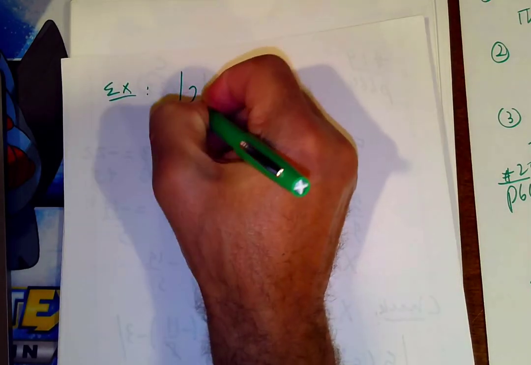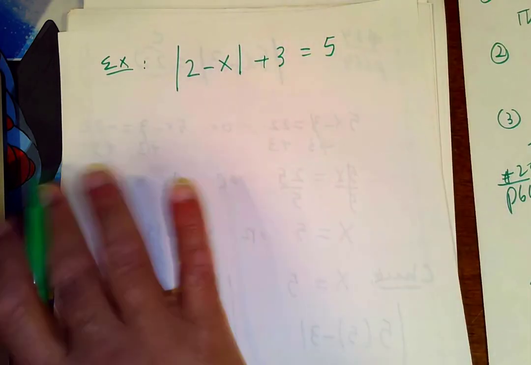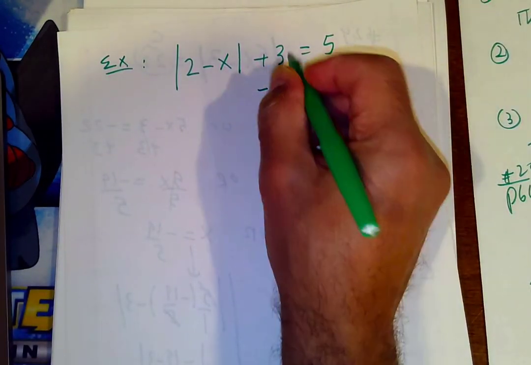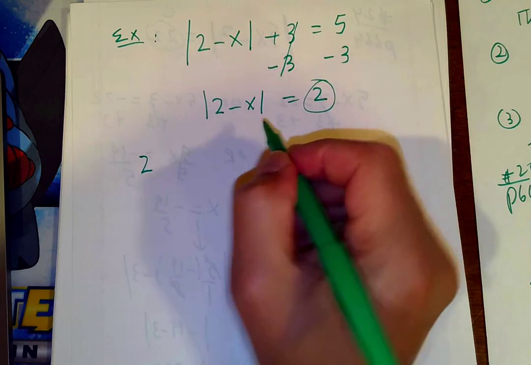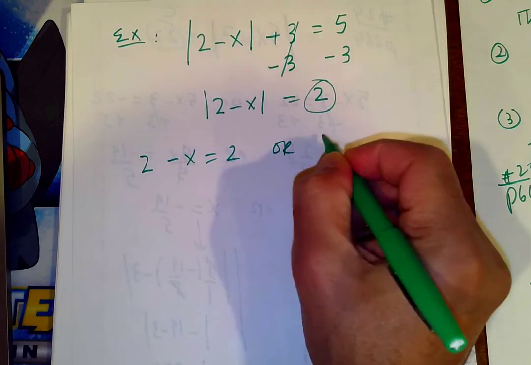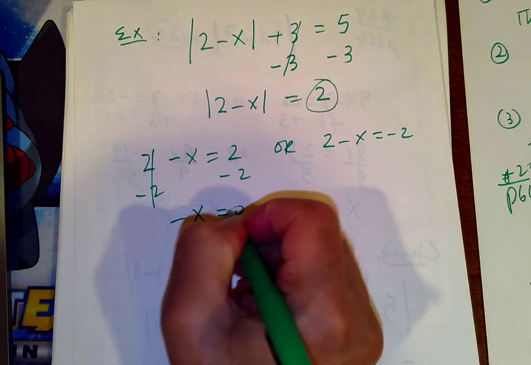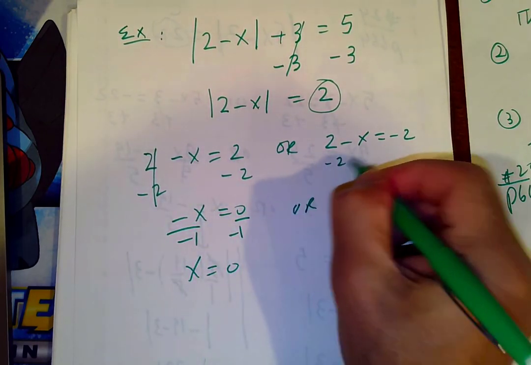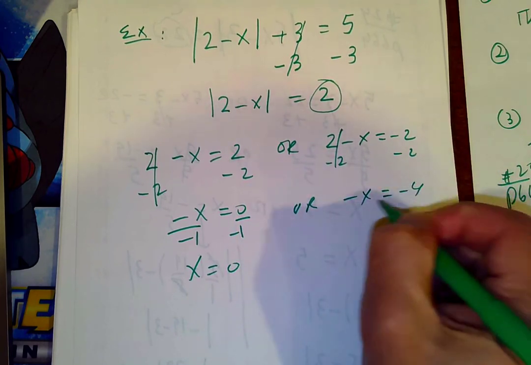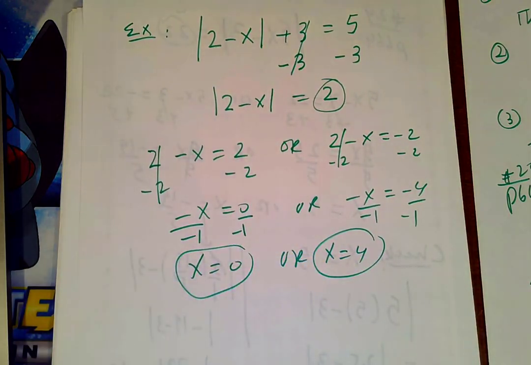Okay. Here's another example. Absolute value of 2 minus x plus 3 equals 5. Before we do any rules, we have to isolate the absolute value by subtracting the 3. So we get 2. And now since this is positive, 2 minus x is 2, or 2 minus x is negative 2. Subtract the 2. Negative x is 0. Divide by negative 1. X is 0. Or subtract the 2, negative x is negative 4, x is 4. So we got two solutions.